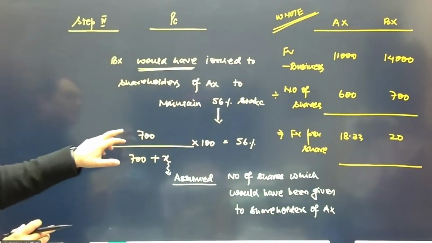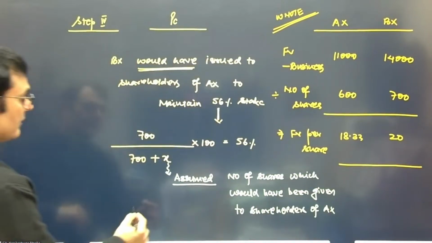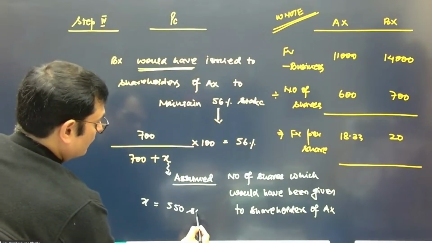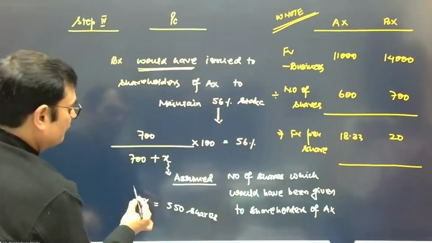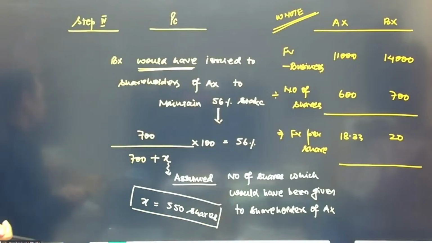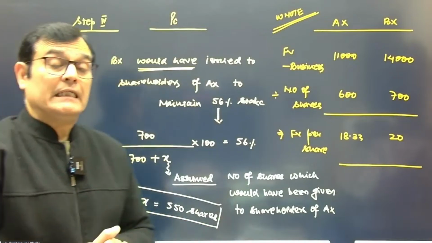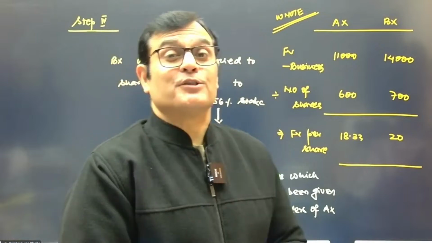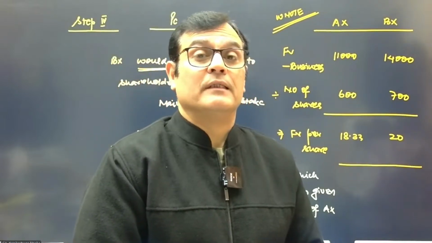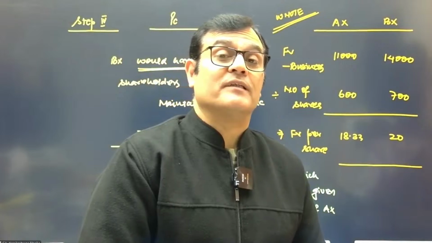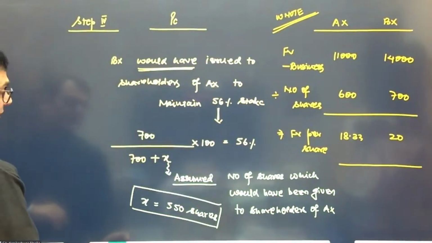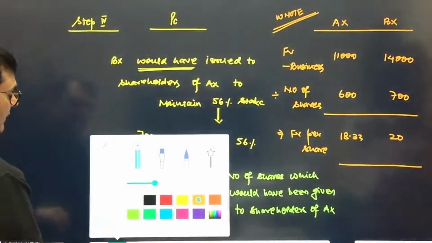So let's say it would have given X number of shares. That comes to about 550 shares. Okay, great. So we get 550 shares as the number of shares which would have been issued. Now we're going to calculate the consideration twice. One is based on what would have been given, and one based on, after giving that, what would it have acquired.